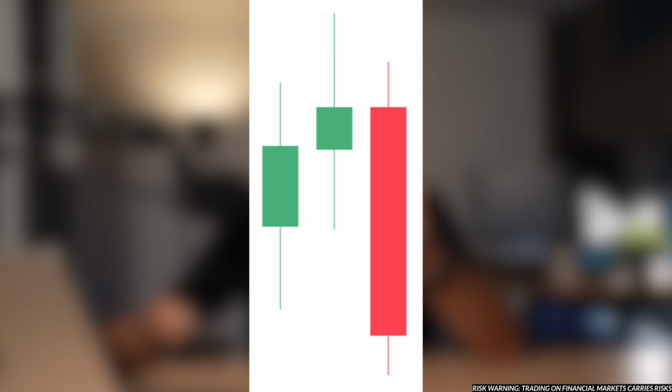The opposite is the evening star. It includes 3 bars. The first one is bullish with a long green body. The second one has a short body and a gap, ideally, of course, again. And the third one has a bearish long red body covering the most significant part of the first candlestick.